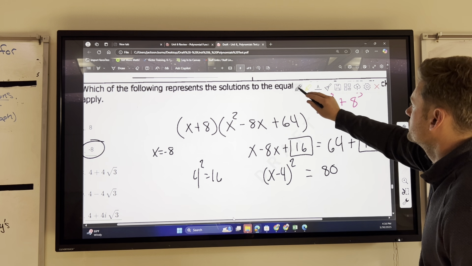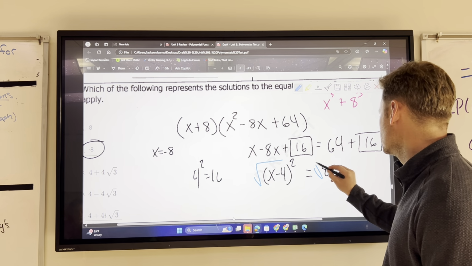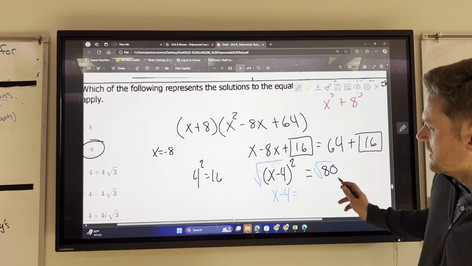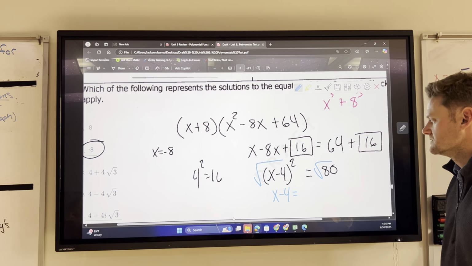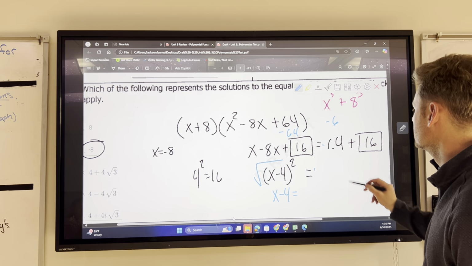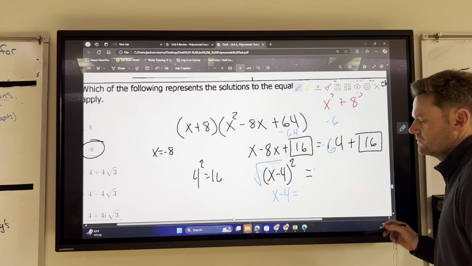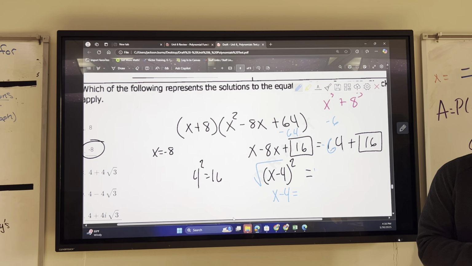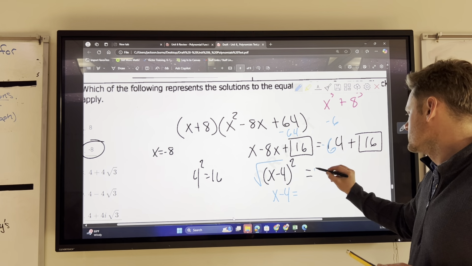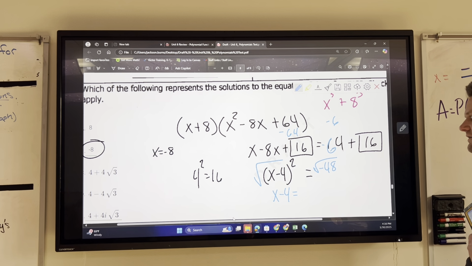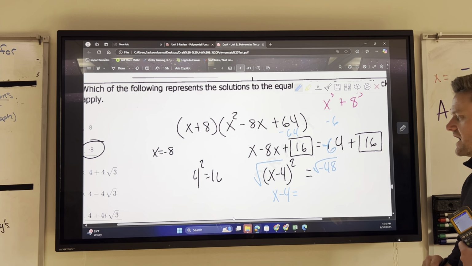I'm going to take the square root of both sides. Well, this just goes to x minus 4 equals, well, what is the square root of, oh shoot, I did this wrong. When I moved my 64 over, it should have been a negative. So this is negative 64. What is negative 64 plus 16? Negative 64 plus 16 is negative 48. So this should have been negative 48. Then I'm taking the square root of it, don't forget your signs.